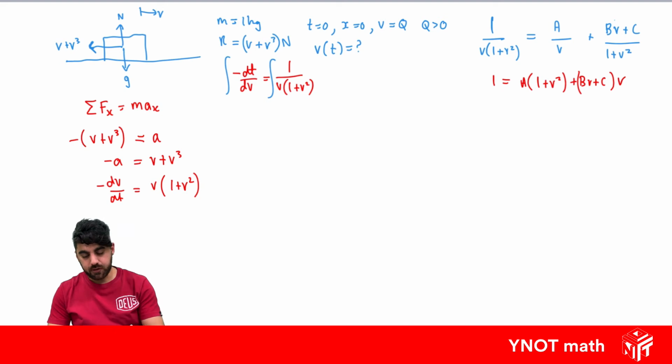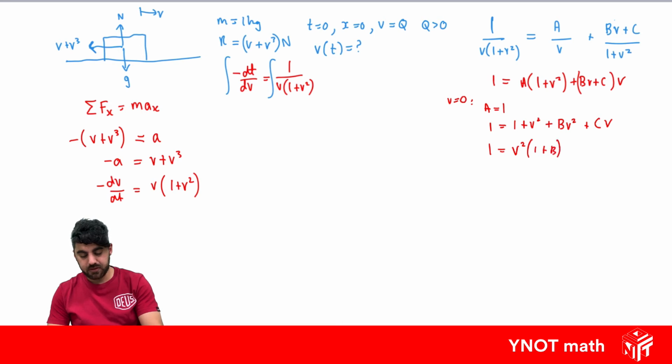If we let v equal 0, this term will all go away. That'll just be 1, and we get a equals 1. We get a equals 1 by letting v equal 0. Now we know that a equals 1, so we get 1 equals 1 plus v squared. Let's expand that v out, so we get plus bv squared plus cv. Let's group our v squareds, v's and constants. So we get v squared(1 plus b) plus cv plus 1, and equating the appropriate coefficients.